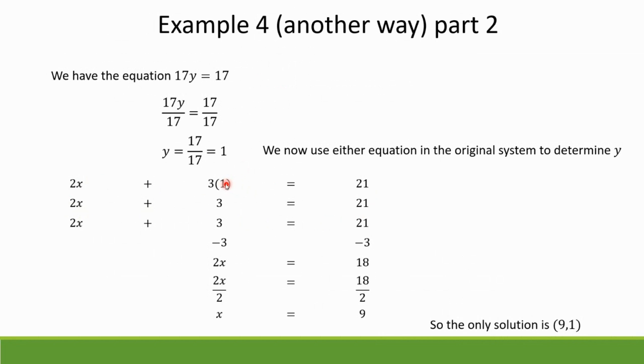When I plug this in, you can see that y becomes 1, so we get 2x plus 3 is 21. And now we just solve for x, right? We subtract 3 from each side. We get 2x equals 18. Divide both sides by 2. We get x equals 9. So again, we get 9, 1.